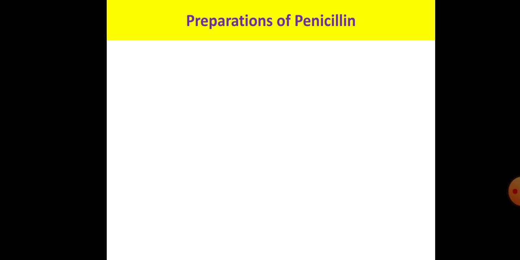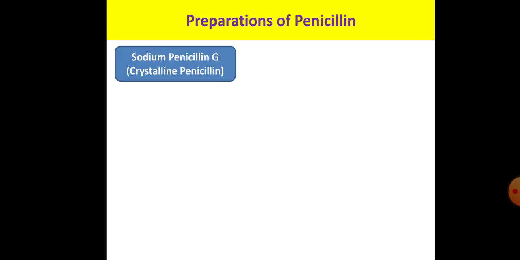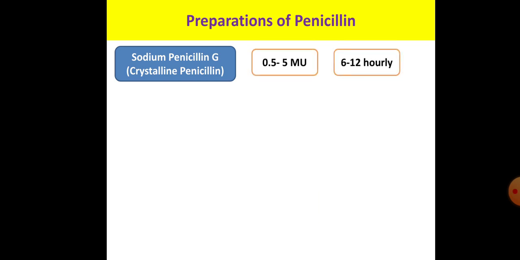Now different preparations of penicillin. As we are told, the natural penicillin G, that is sodium penicillin G, is also known as crystalline penicillin, and its dose is 0.5 to 5 mega unit, and it has to be given every 6 hourly or 12 hourly.